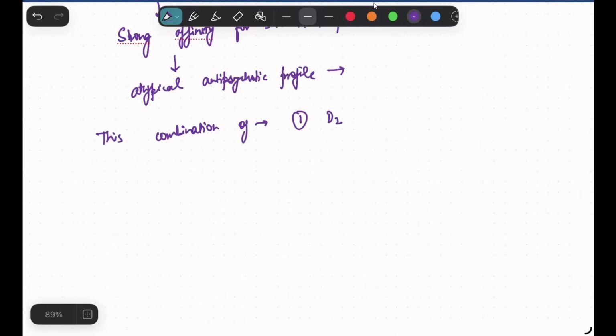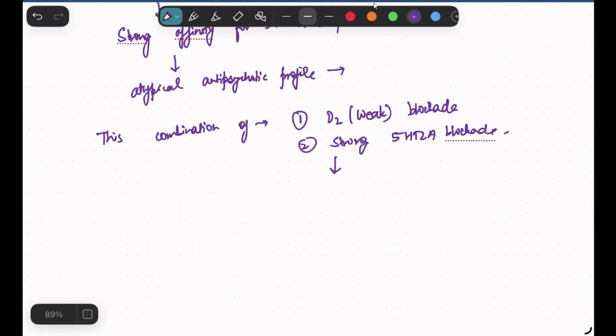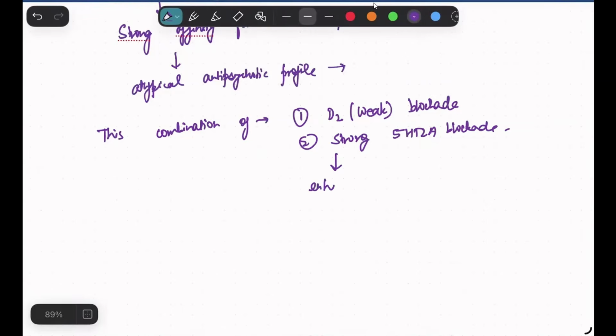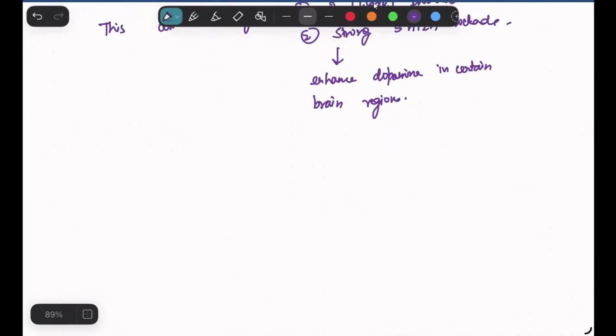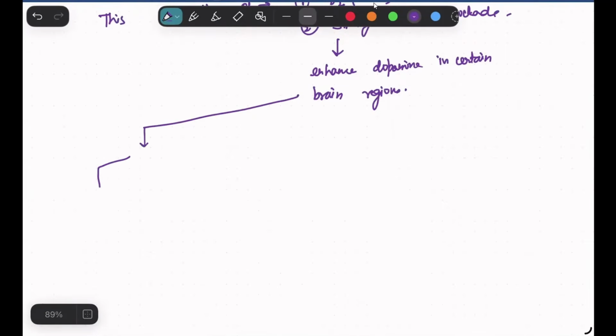Okay, so this combination of what? First, weak D2 blockade, and second one, strong 5-HT2A blockade. So this actually enhances dopamine release in certain brain regions. So what is useful here is that because of this, we get two important effects.